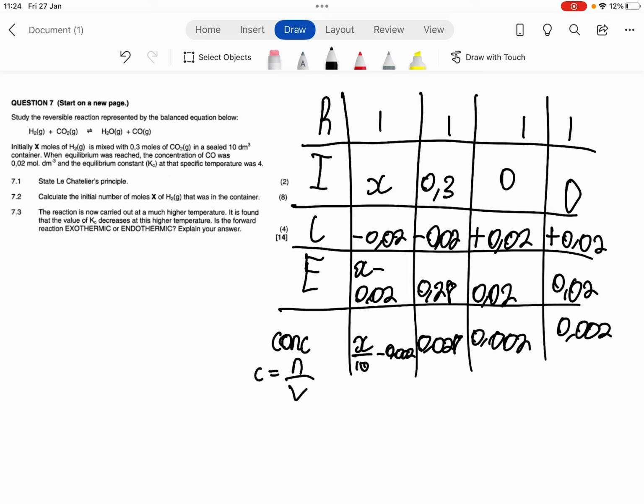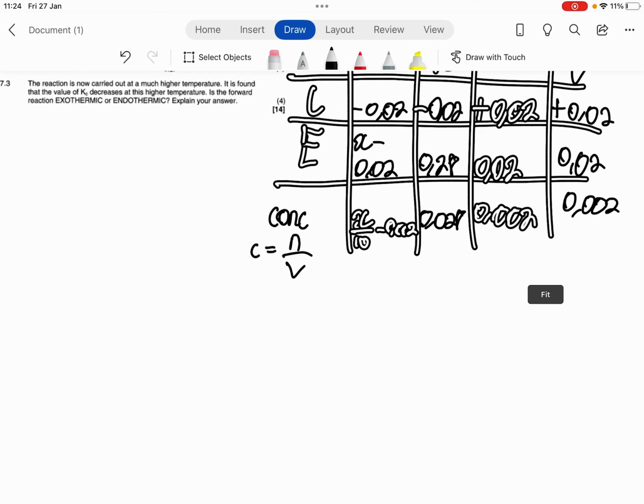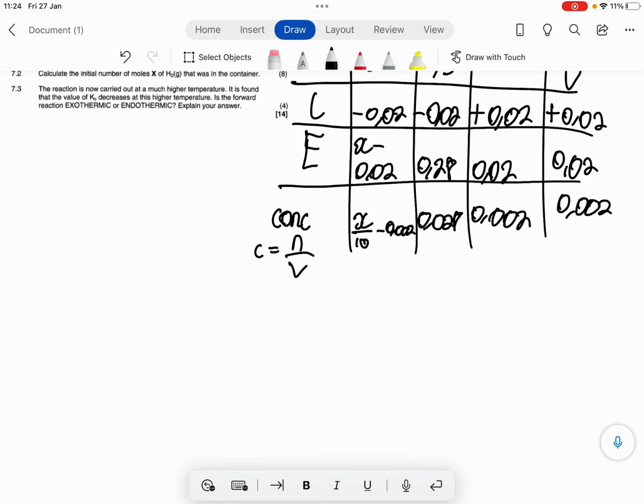Okay, so I've divided the 0.02 by the 10, but I've left the x in that form. This is going to help us later on when we are multiplying and trying to find out what the value of x is. The next thing to do from here would be to write out our Kc expression. So that's what we're going to do.